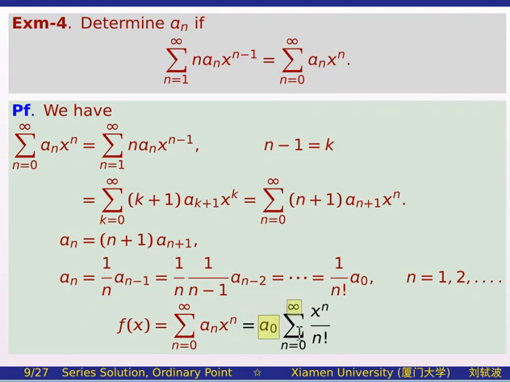So we obtain this. But this sum we know, that this is precisely the exponential function. So we conclude that the sum of our power series is the exponential function. Okay.